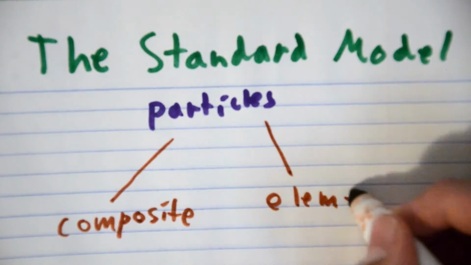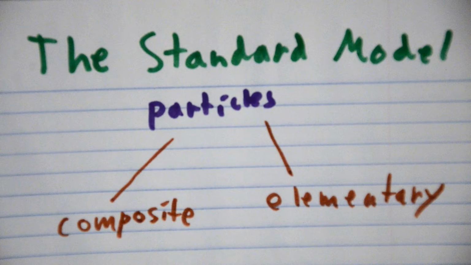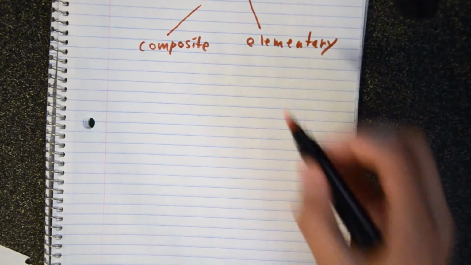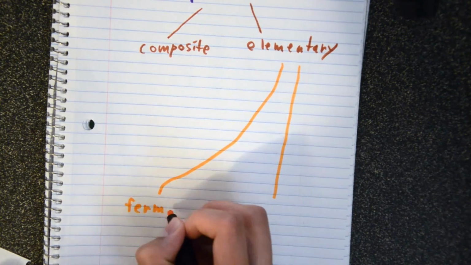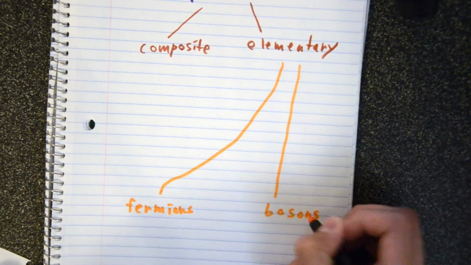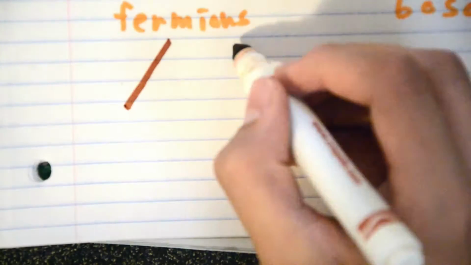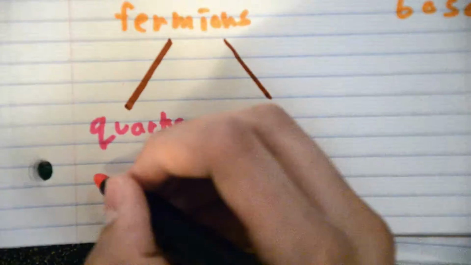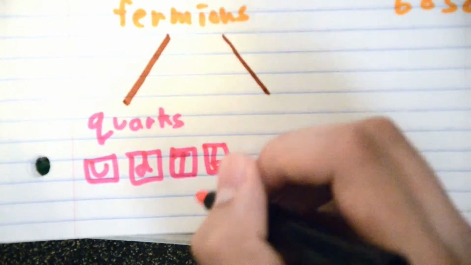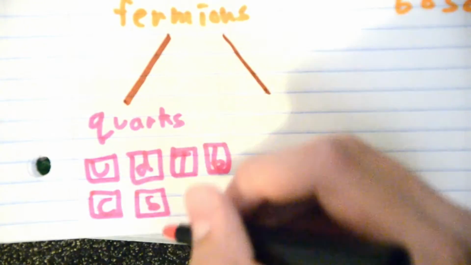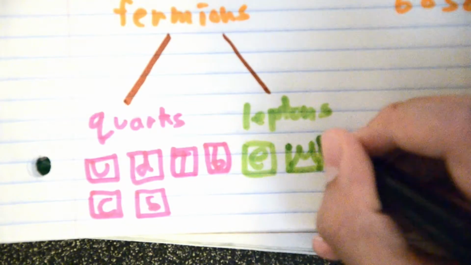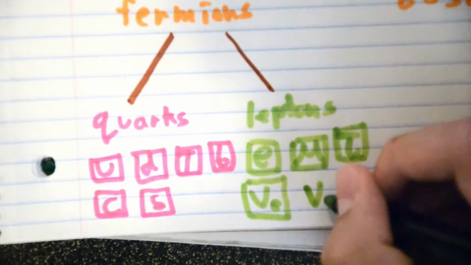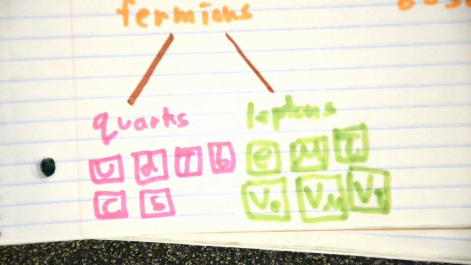These particles can be categorized as composite or elementary. Elementary particles can be divided into fermions, which are associated with matter, and bosons, which are force-carrying particles. Fermions can further be divided into quarks and leptons. Quarks are heavy particles which can be classified as up, down, top, bottom, charm, and strange. Meanwhile, leptons can be divided into electrons, muons, tau particles, electron neutrinos, muon neutrinos, and tau neutrinos.